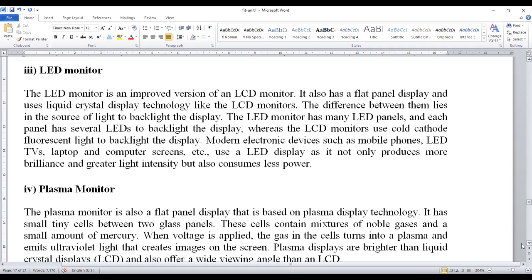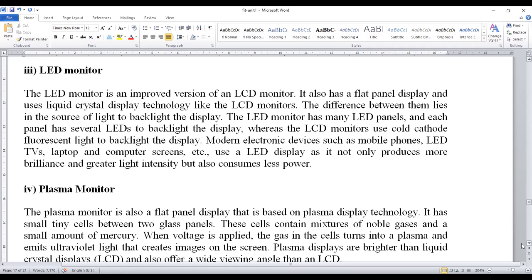The LED monitor is an improved version of the LCD monitor. It has a flat panel display and uses liquid crystal display technology like the LCD monitors. The difference between them lies in the source of light to backlight the display. The LED monitor has many LED panels, and each panel has several LEDs to backlight the display, whereas LCD monitors use cold cathode fluorescent light to backlight the display.